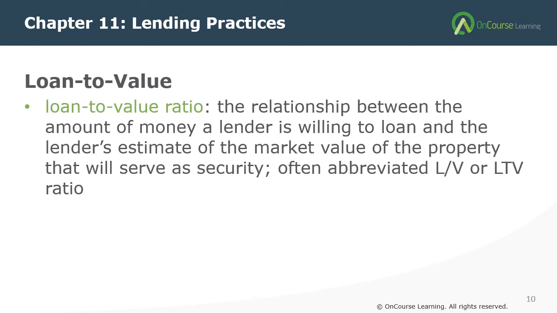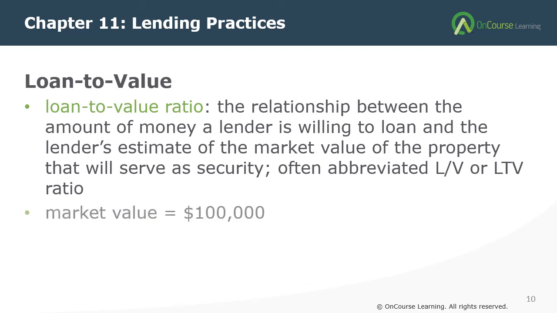The loan to value ratio is a common term used in lending. It's the relationship between the amount of money a lender is willing to loan and the lender's estimate of the value of the property that will serve as their security or collateral. It's often abbreviated as LTV or LTV ratio.